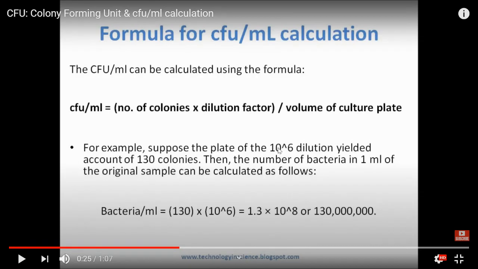So if the plate had a dilution factor of 10 to the 6, and you got 130 colonies on that plate, then 130 times 10 to the 6, put in proper notation, is 1.3 times 10 to the 8 CFUs per milliliter. Right, so is that clear? I mean, this should be dilution factor.